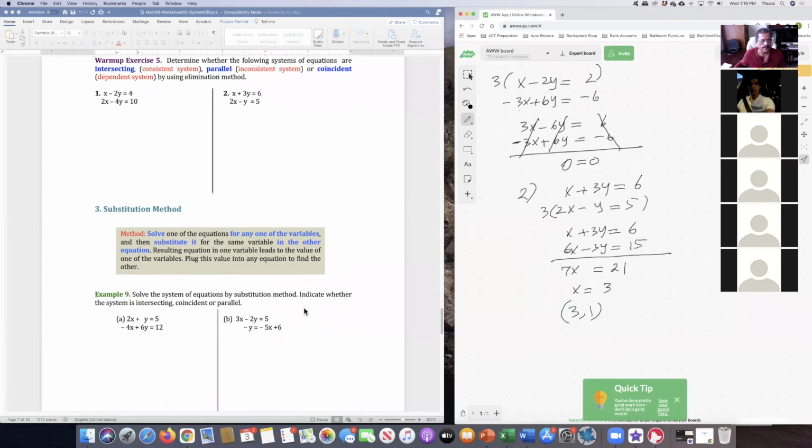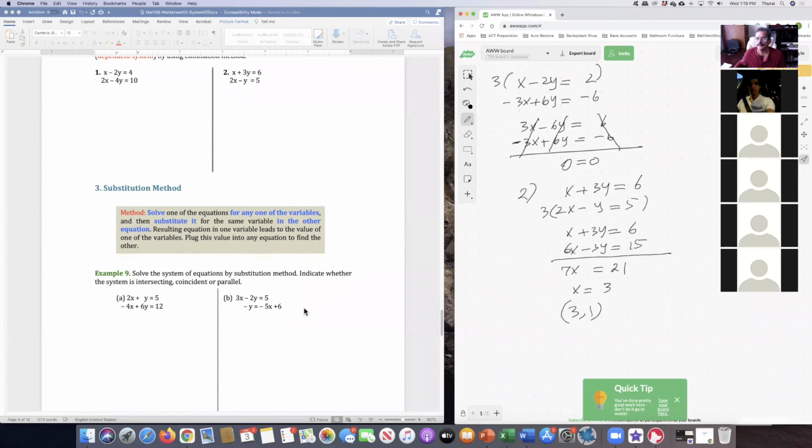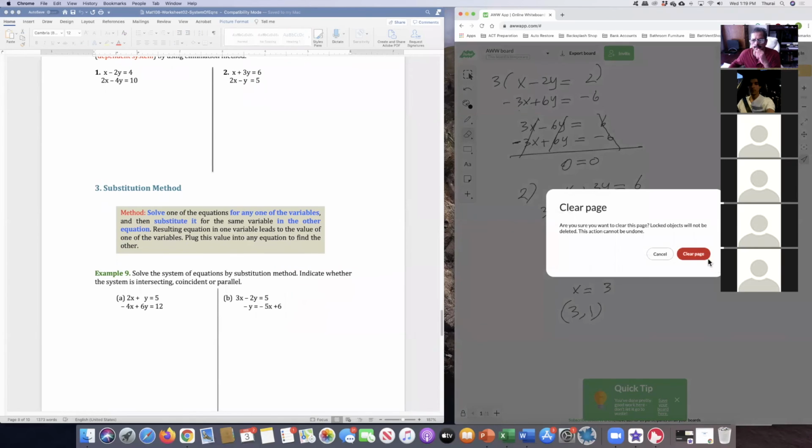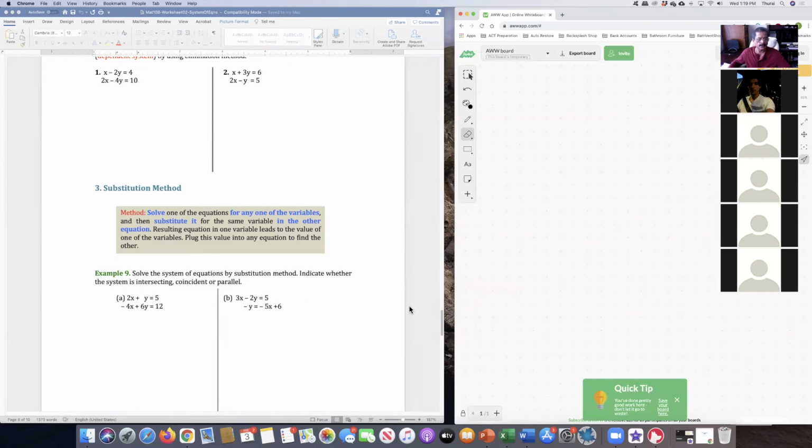Okay, so moving on to substitution method. Substitution method would be basically another method for solving the system. So I'm going to explain using this example. What you do is you have 2 equations to solve to find the point of intersection. So example 9a, I'm doing 9a.